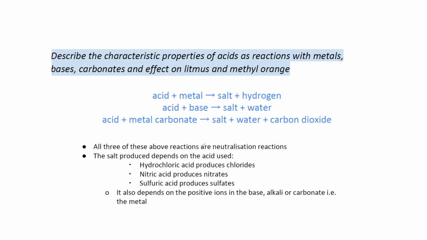And all three of the above reactions which are mentioned are called neutralization reactions. Sometimes they ask what is the name given when hydrochloric acid is mixed with a metal, or with any metal oxide, metal hydroxide, or metal carbonate. What do we call these reactions? We call them neutralization reactions. And in the beginning, as I mentioned, hydrochloric acid produces chloride salt, nitric acid will produce nitrate salt, and sulfuric acid will produce sulfate salt.